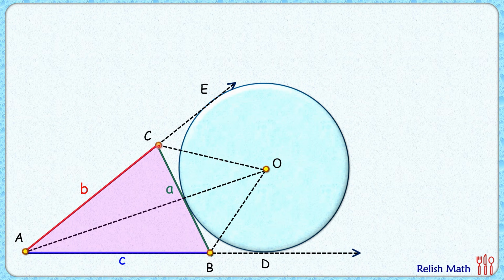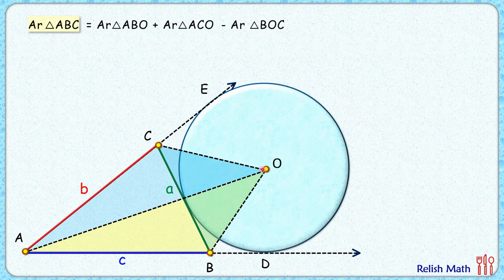Now the area of this triangle ABC is nothing but the area of this yellow triangle plus the area of this blue triangle. From that we'll subtract the area of triangle CBO. If we do that, we'll get the area of our original triangle, that is ACB.